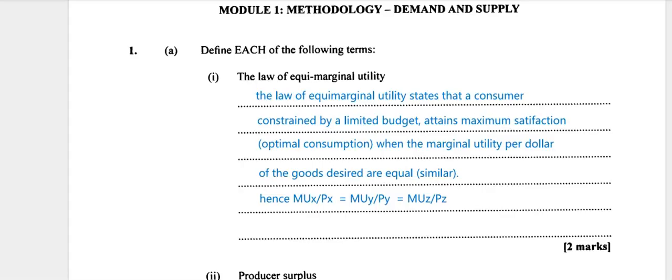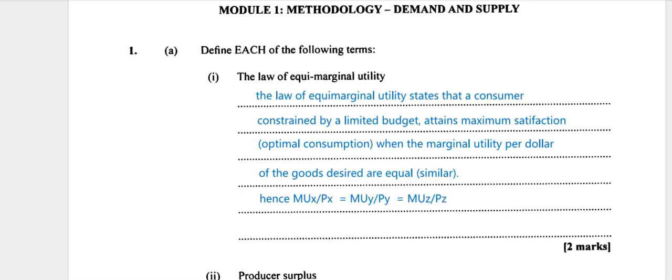So we could write it in algebraic form as the marginal utility of X divided by the price of X should be therefore equal to the marginal utility of Y divided by the price of Y, which could be equal to the marginal utility of Z divided by the price of Z all the way down. Right? So all these marginal utilities per dollar are the same. Then we have equi-marginal utility.